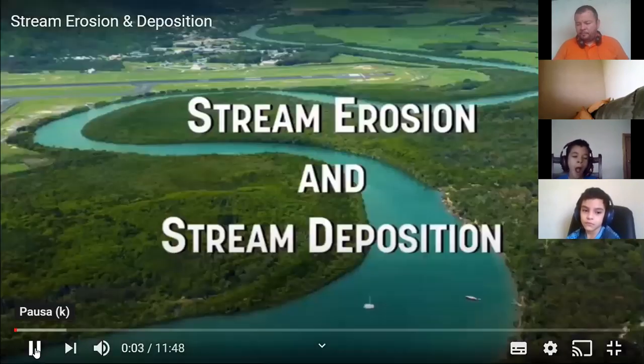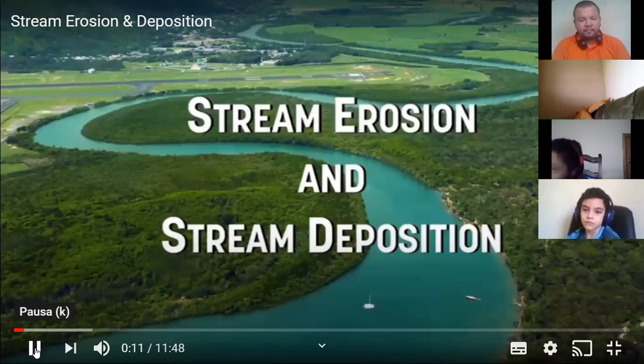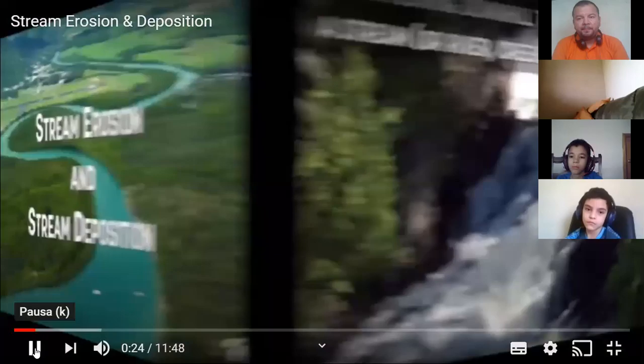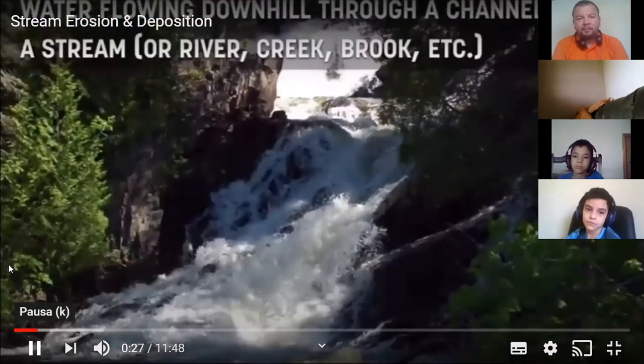Talk about stream erosion and stream deposition. The reason we're really looking at this particular type of erosional agent is because it creates an erosional system. An erosional system means that there's erosion and deposition happening throughout this mechanism, this act of nature. So water flowing downhill through a channel is called a stream. Now, obviously, that can also be a river, a creek, a brook. It depends on how big it is, really.